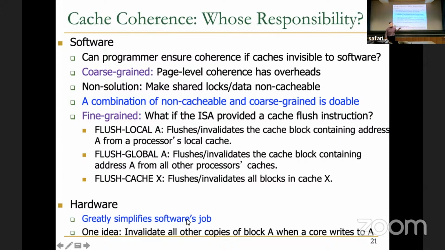And one very basic idea is very similar to this flush global A, but it's done at the hardware level. So hardware guarantees things. So the idea is to invalidate all other copies of block A when a core writes to A. Okay, any questions? I'm going to show that protocol next.